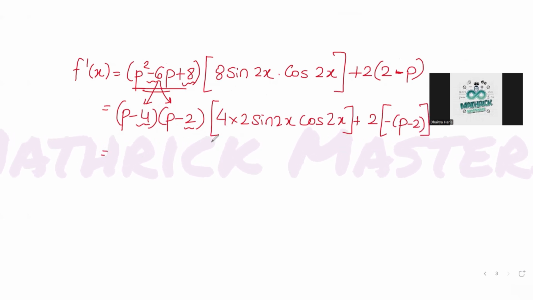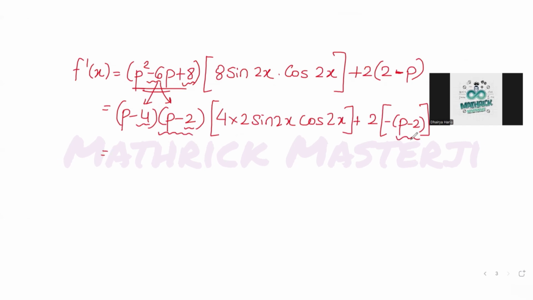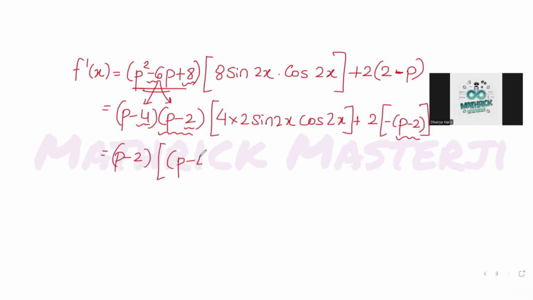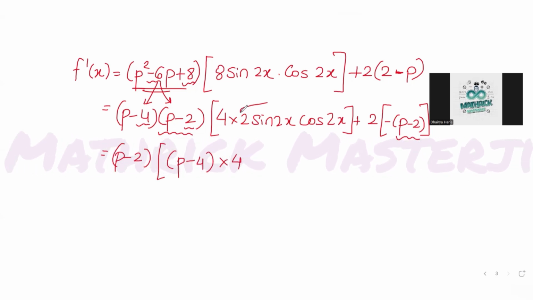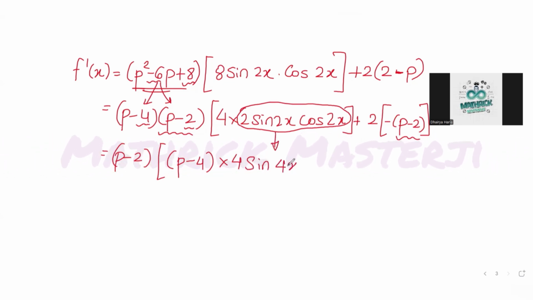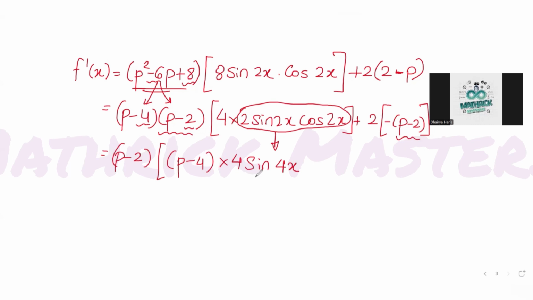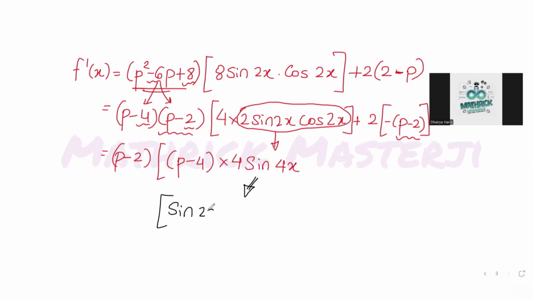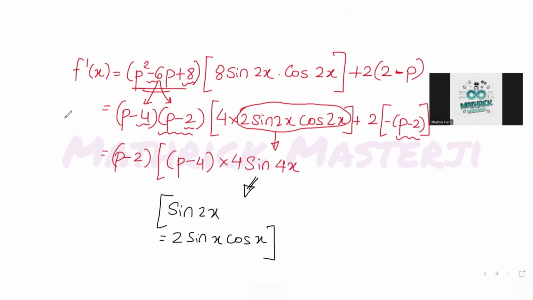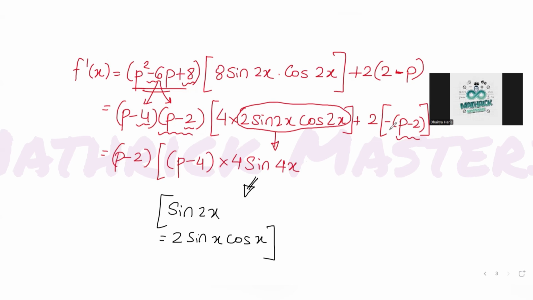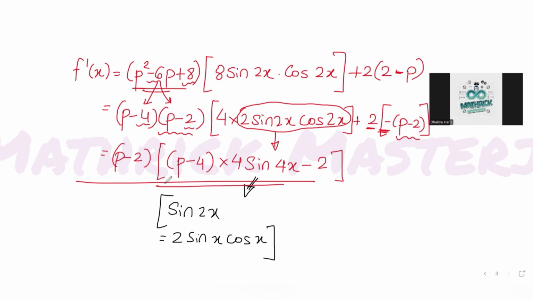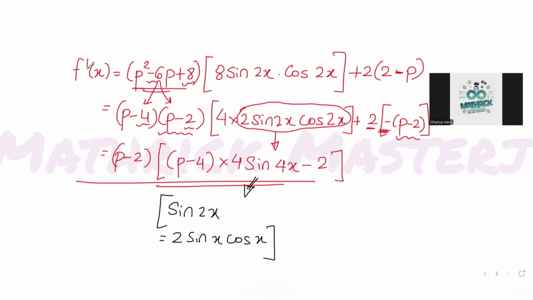Now I can take this p minus 2 common from both the terms. So p minus 2 is already out, and I am left with (p minus 4) times 4, and I know 2 sine 2x cos 2x I can write as sine 4x, using the double angle formula, which says sine 2x is 2 sine x cos x. Since p minus 2 is taken common, this minus 1 and 2 gives me minus 2. So this entire thing is f dash of x.